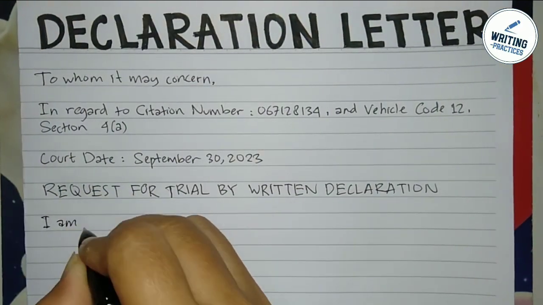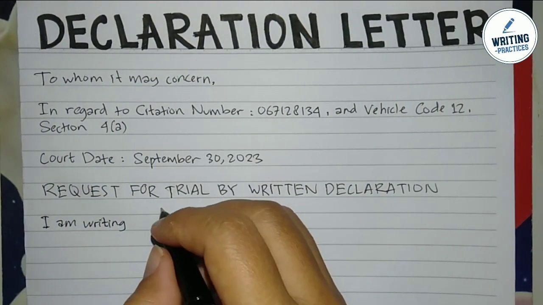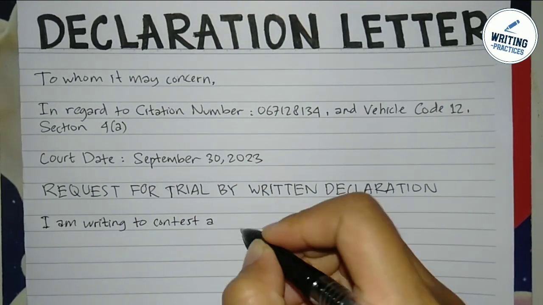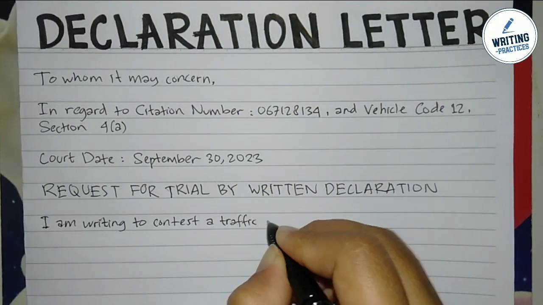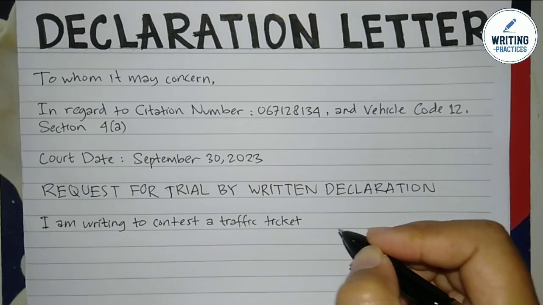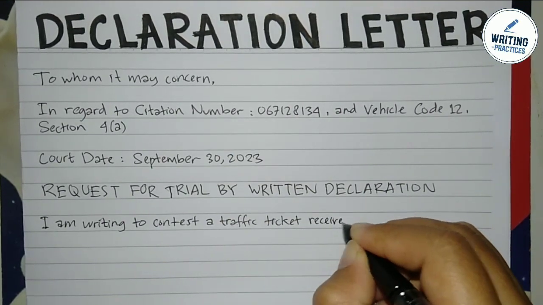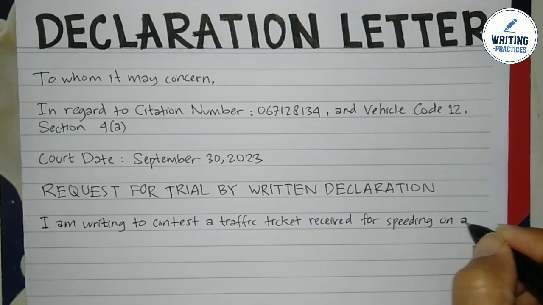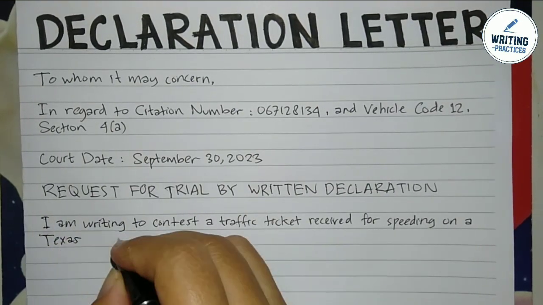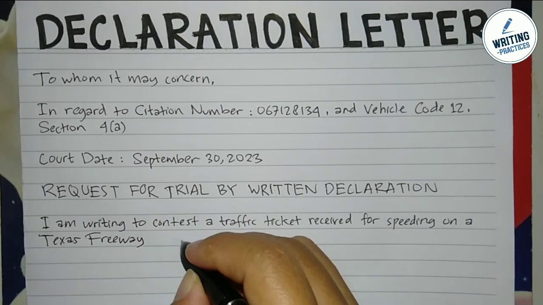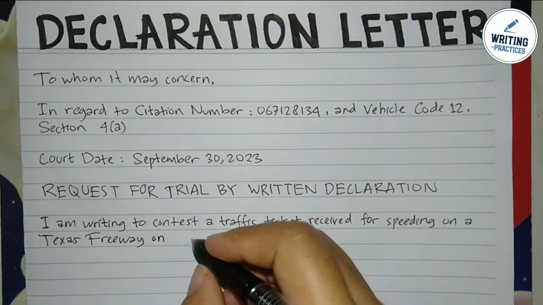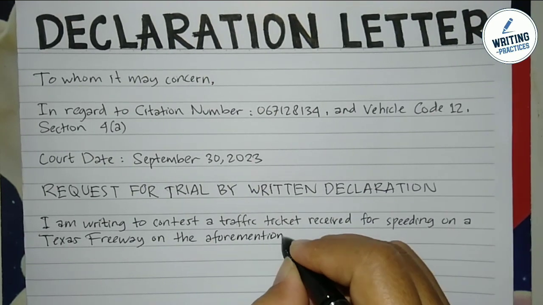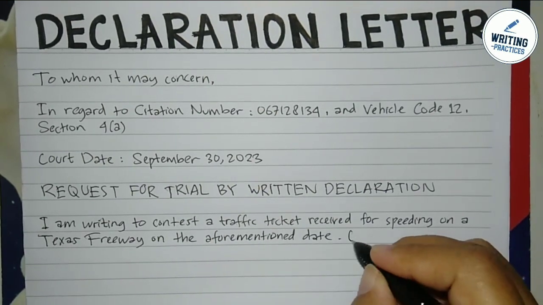In the first paragraph, write what kind of case you face. In this example, the writer has a traffic ticket for speeding. Yes, you can focus on the type of the case that you face. Write I am writing to contest a traffic ticket received for speeding. And mention where the ticket was given. You can mention the name of the street or highway or so on. In this example, the police gave the ticket on Lane Texas Freeway. And mention when. You can mention the date you have written above.